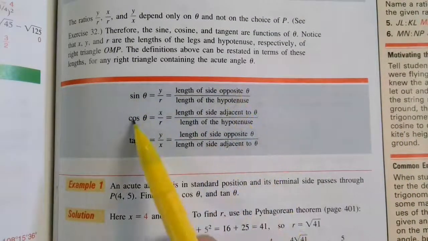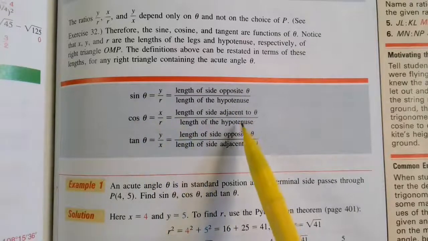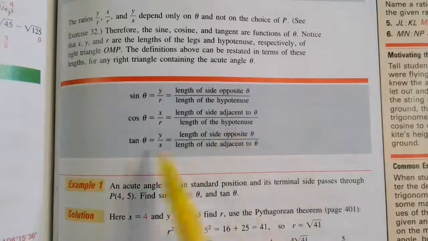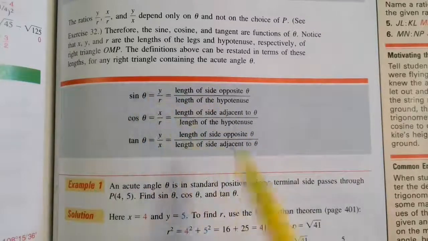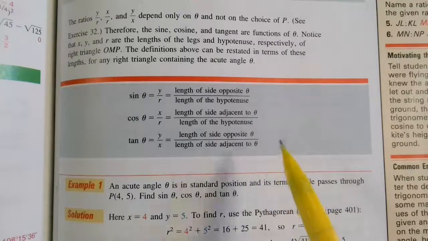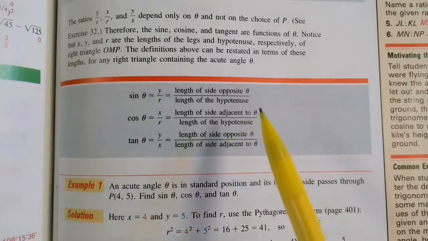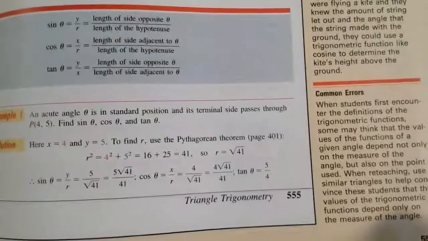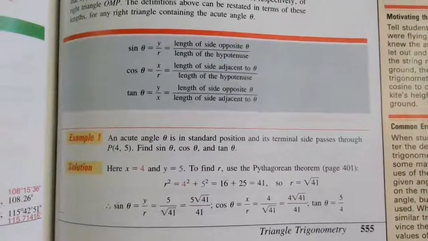Cosine is adjacent over hypotenuse, cah, and then tangent is opposite over adjacent, toa. SOHCAHTOA. So remember SOHCAHTOA, and you'll remember the three basic trigonometric functions of acute angles. Okay, so let's look at an example and see what we can do with that.